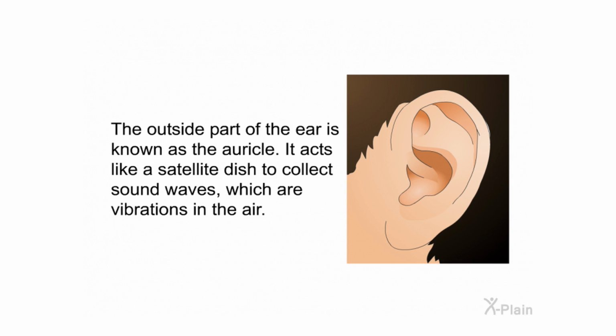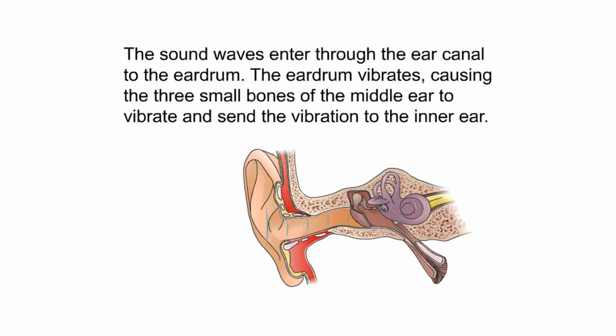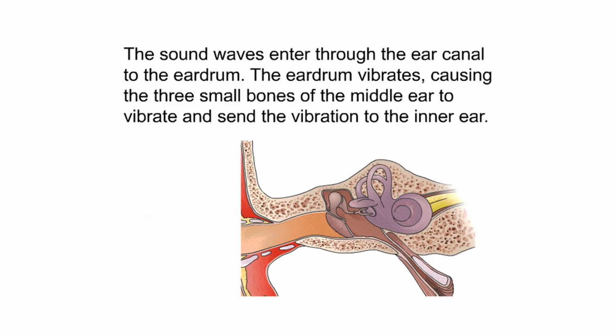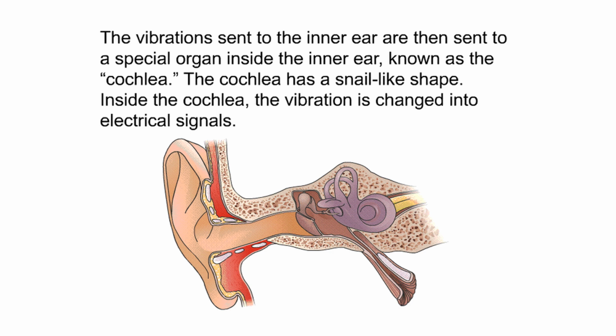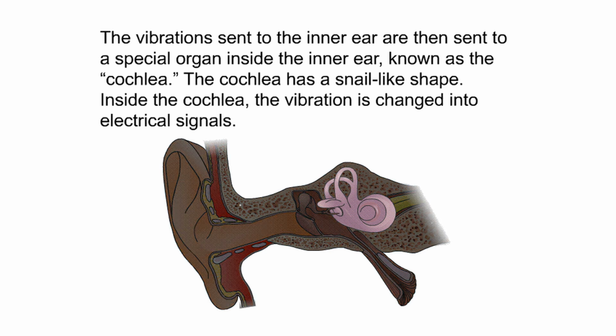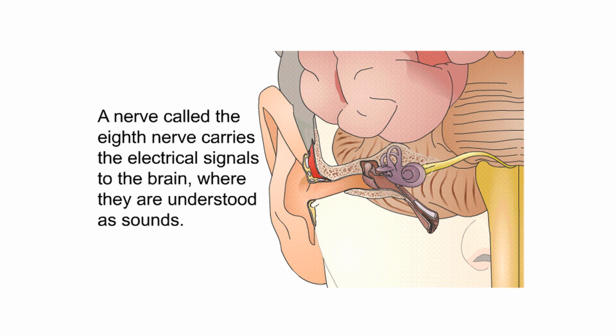The outside part of the ear is known as the auricle. It acts like a satellite dish to collect sound waves, which are vibrations in the air. The sound waves enter through the ear canal to the eardrum. The eardrum vibrates, causing the 3 small bones of the middle ear to vibrate and send the vibration to the inner ear. The vibrations sent to the inner ear are then sent to a special organ inside the inner ear, known as the cochlea. The cochlea has a snail-like shape. Inside the cochlea, the vibration is changed into electrical signals. A nerve called the 8th nerve carries the electrical signals to the brain, where they are understood as sounds.